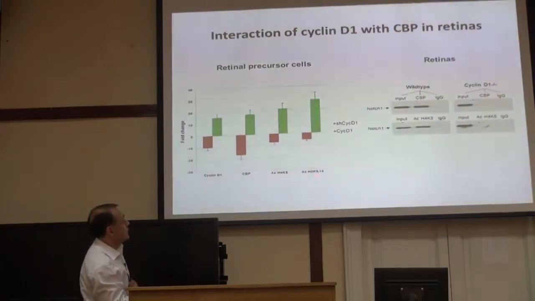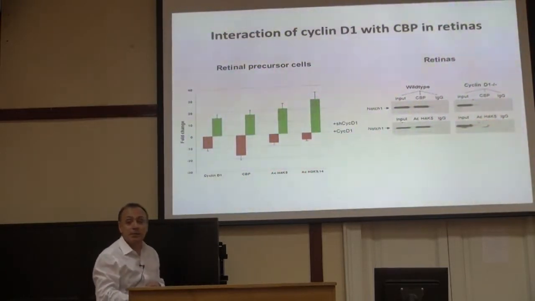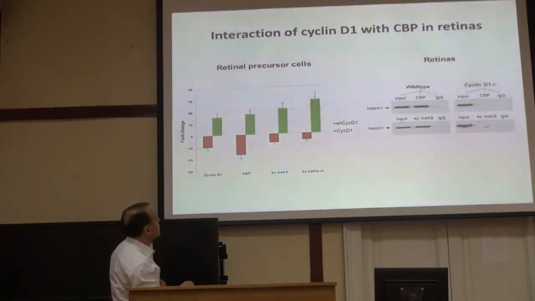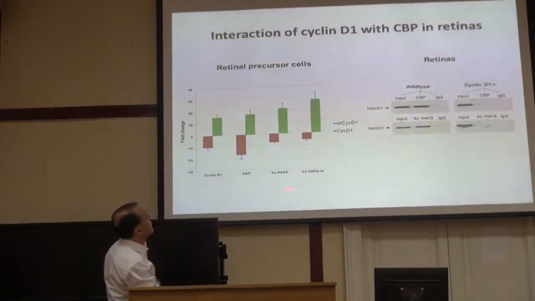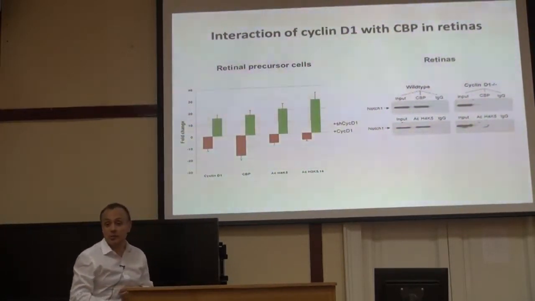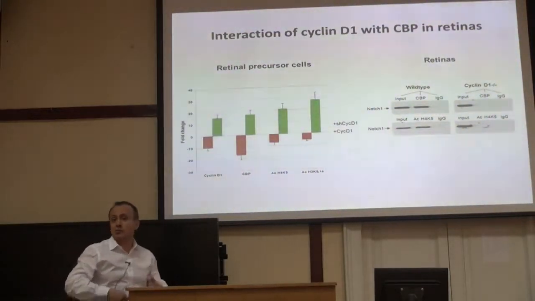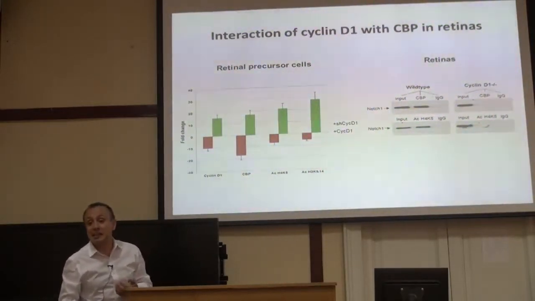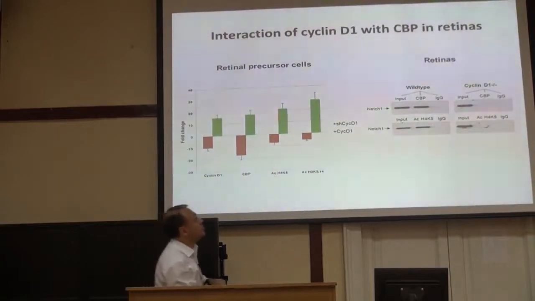This is the acetylation of the histone at the sites that are dependent on CBP. If you knock down cyclin D1, you have less. If you overexpress, you have more. This is less, this is more. This is in the retinal progenitor cells. This is a knockdown experiment. I think it's nice because you can manipulate cells, but this is a cell line and with siRNA. Here is a genetic experiment.